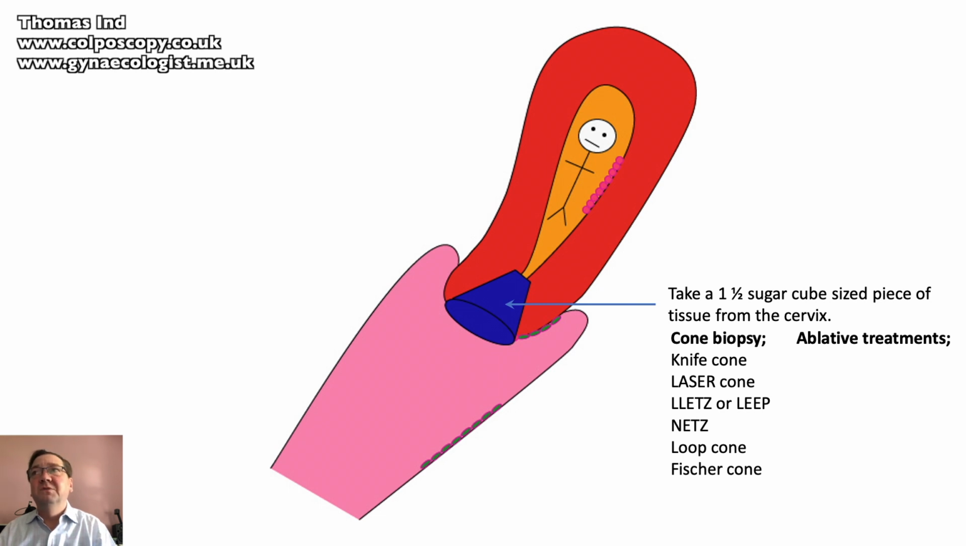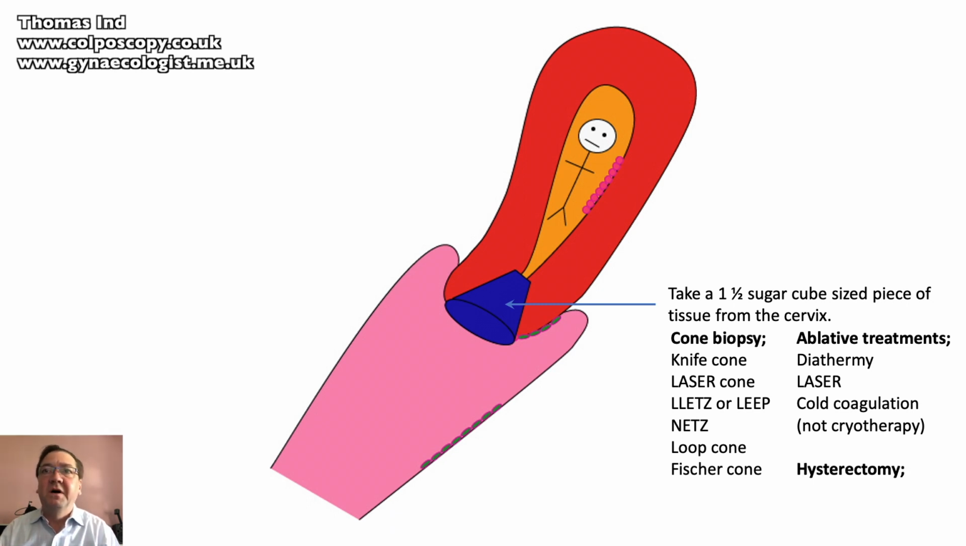And then there are ablative treatments which have slightly fallen out of fashion, especially for high grades, because you don't get a piece of tissue you can analyse at the end. But they include diathermy, which is electrical energy, laser again, something called cold coagulation, which is actually heat treatment. It's not cold at all, but it's only 100 degrees, so therefore it's called cold coagulation. And then some people talk about cryotherapy. Cryotherapy is not a treatment for CIN. It doesn't go deep enough, but just including it as it has been suggested to be a treatment in the past.